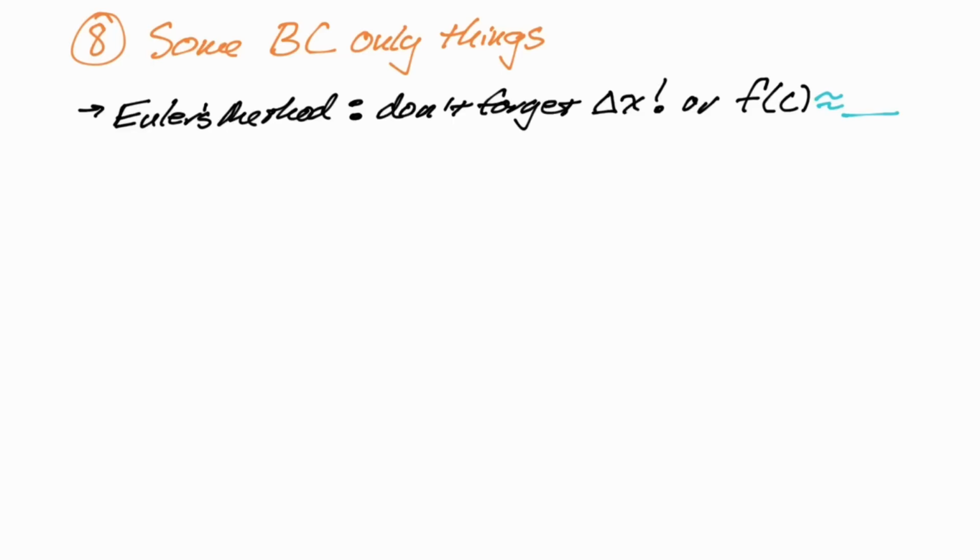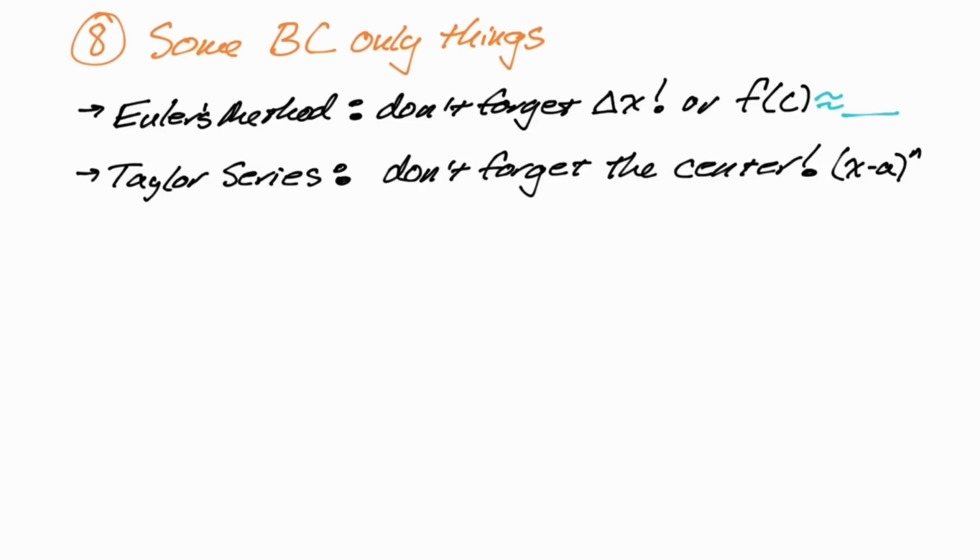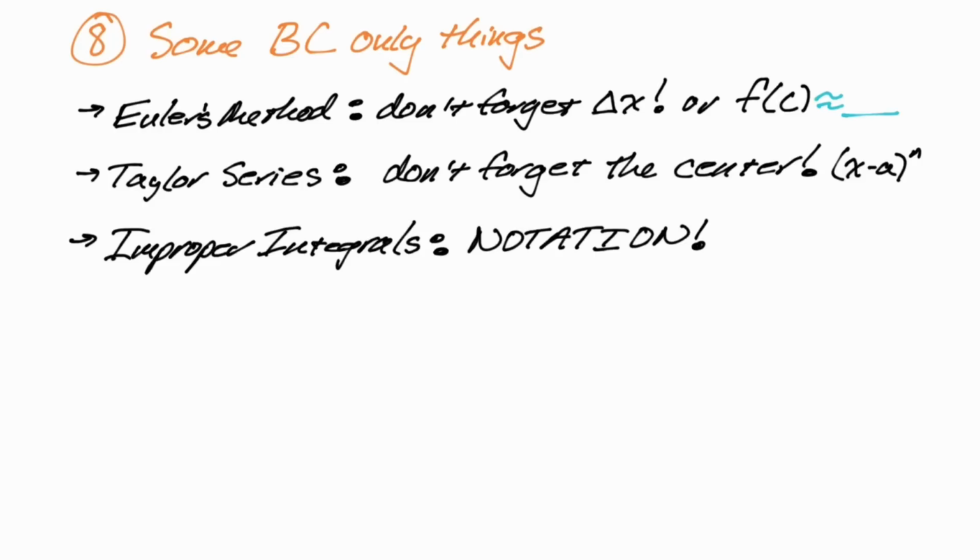Also, if it's free response, don't forget at the end to say that the value you're approximating is approximately the value that you just calculated. Those are the 2 biggest mistakes I see people make. Don't do those. The next thing, Taylor series. Don't forget the center. So it's always the quantity x minus a to the n. I see people forget that all the time. Tragedy.